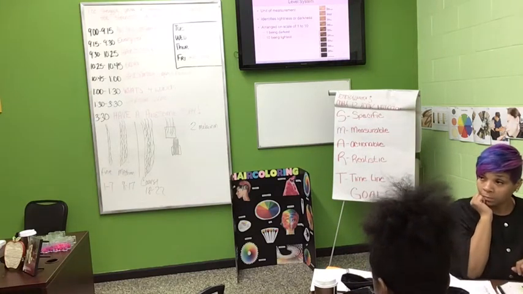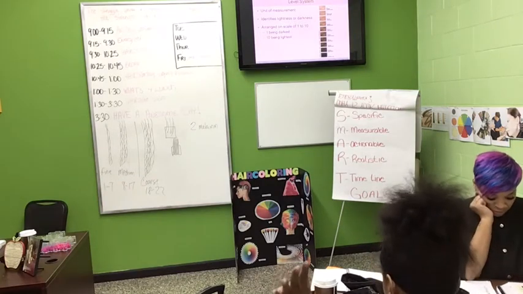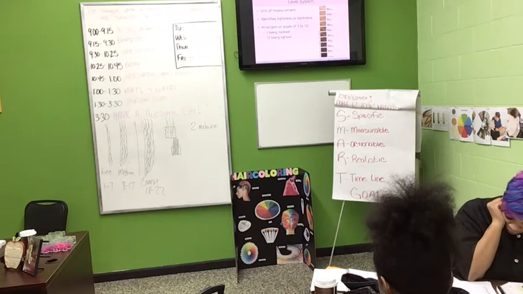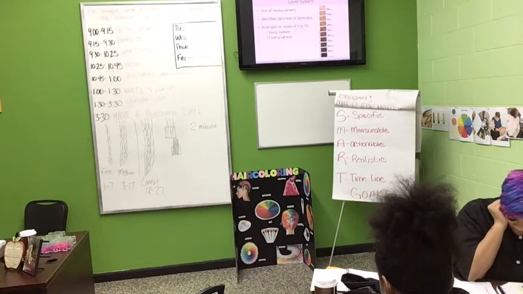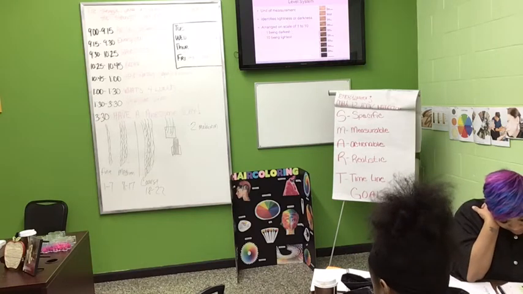The 1 is natural black. 2 is natural dark brown. 3 is natural medium brown. 4 is natural light brown. 5 is natural lightest brown. 6 is natural dark blonde. 7 is natural medium blonde. 8 is natural light blonde. 9 is natural very light blonde. 10 is natural lightest blonde. Okay, so we get that.